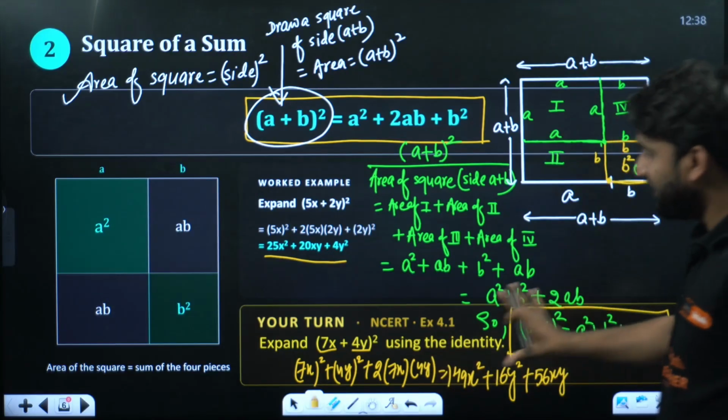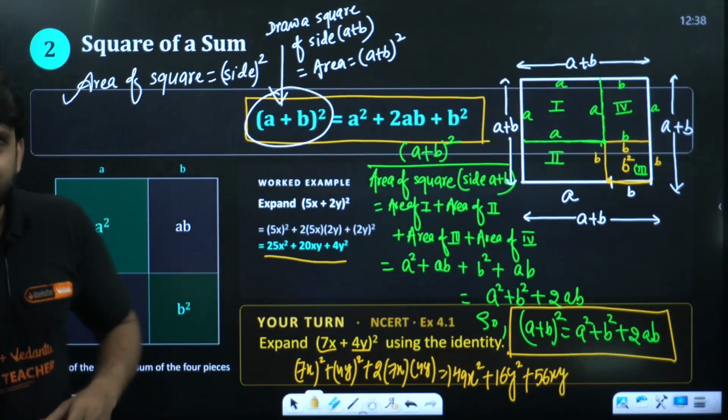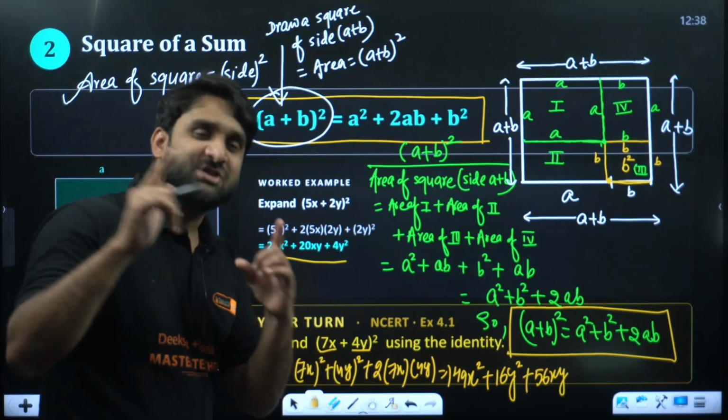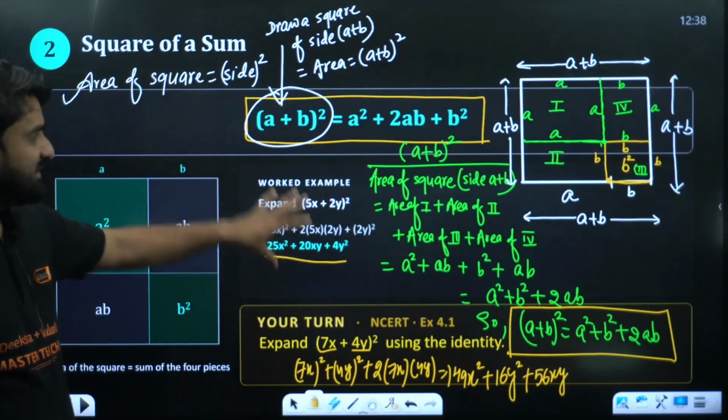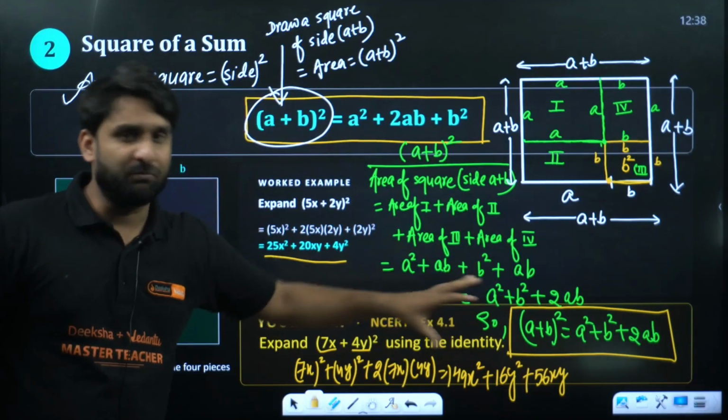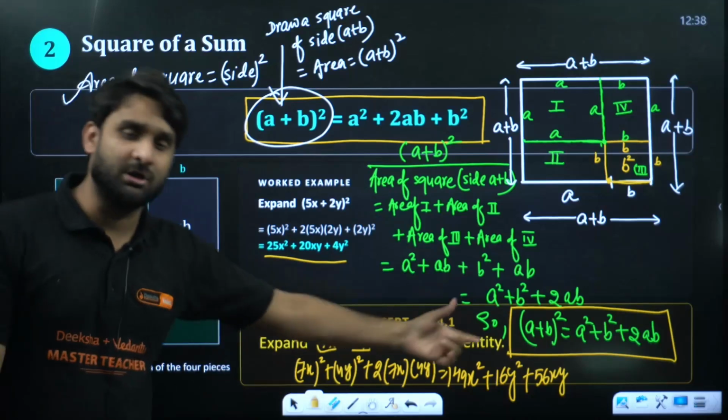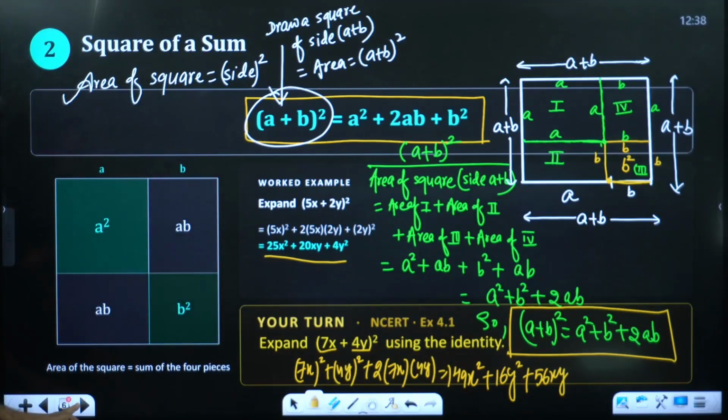So we have expanded this. I hope this is clear to you all, my class 9th champions. Please write these things in your notebook if possible, or if you want to take a screenshot, come on, do it. Okay, moving ahead to the next identity.